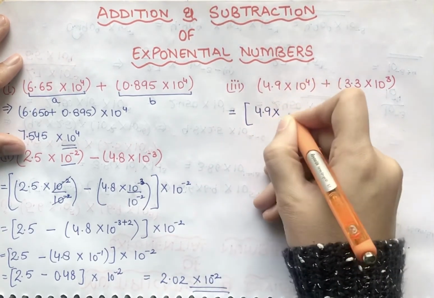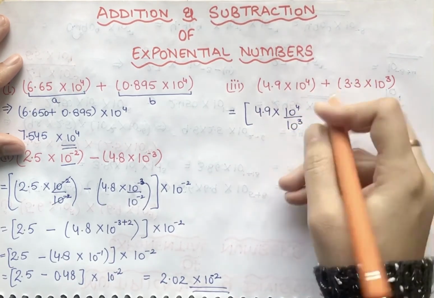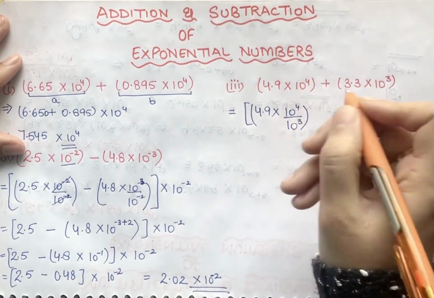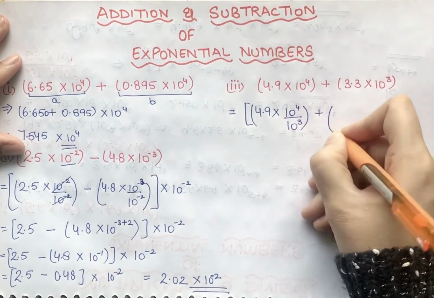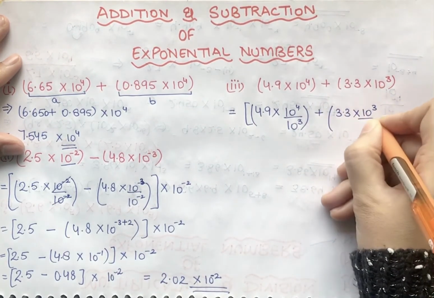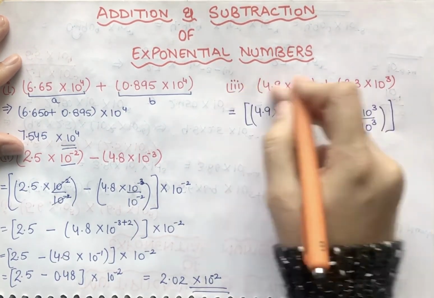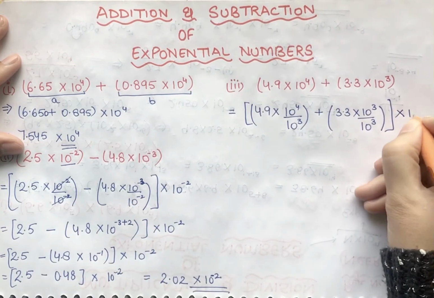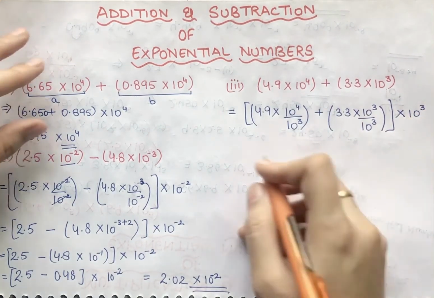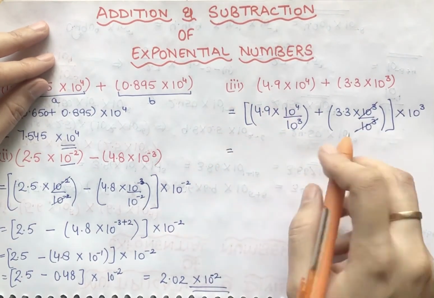4.9 into 10 raised to power 4 divided by 10 raised to power 3. Okay, this is one term, and the second one 3.3 into 10 raised to power 3 divided by 10 raised to power 3, and this whole value is multiplied with 10 raised to power 3, right? Now this value is cancelled, obviously we know it very well.